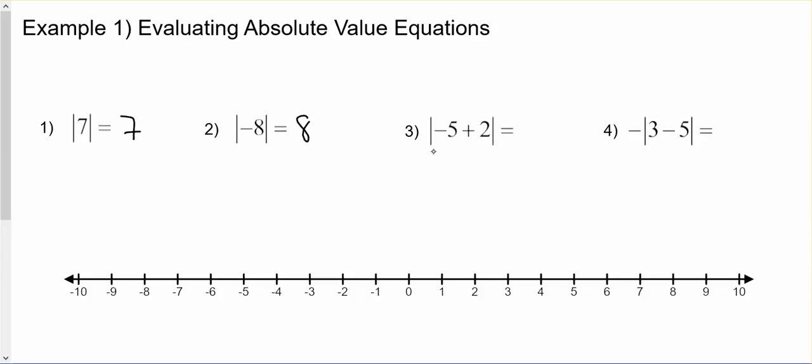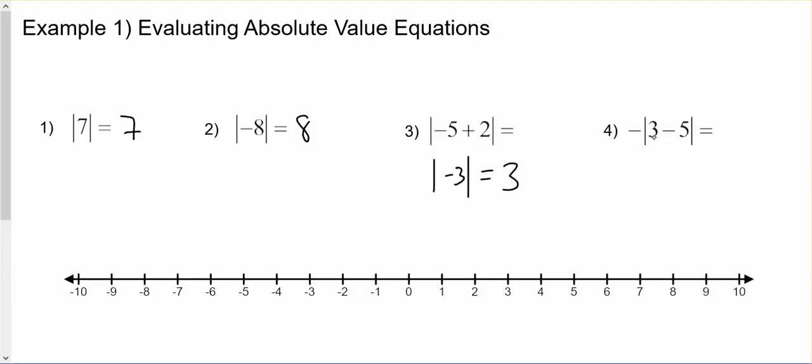We treat absolute value symbols just like any other grouping symbol. That's what it is. It's a grouping symbol. So anything inside our absolute value, we'll need to evaluate that first. So what's -5 plus 2? That makes -3. So this is the absolute value of -3. And the absolute value of -3 is 3 units from 0, so it's +3.